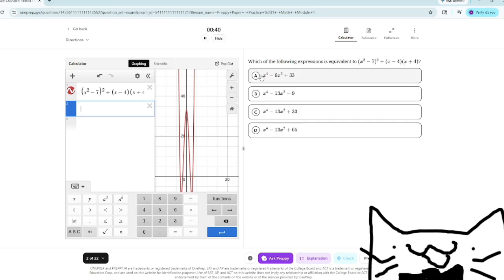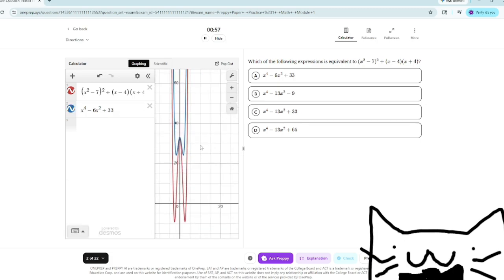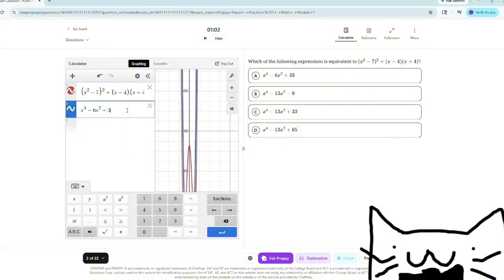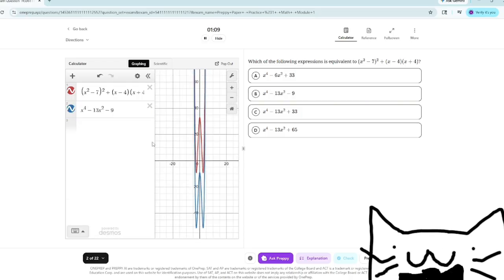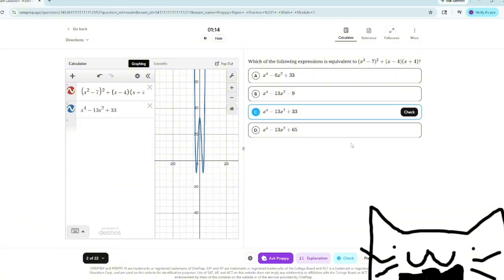So we could plug in these answer choices to help you find that. We could do x to the fourth power minus 6x squared plus 33. Now equivalent means the same. So does this look the same? Yeah, it's definitely not the same. So we're going to keep plugging in numbers, and it should not take a while because you're just plugging in numbers. This is wrong, and then plus 33. And that is the right answer, C.